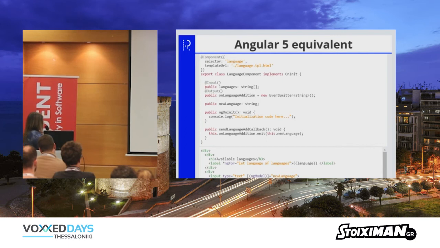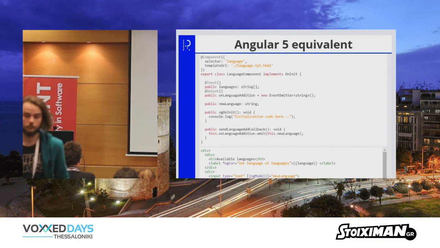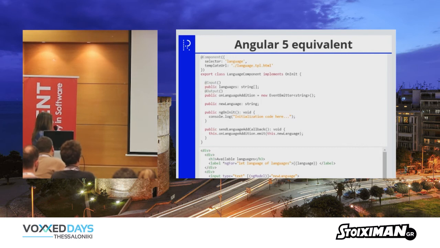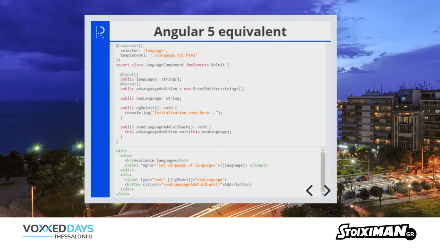Our languages property has remained the same. The onLanguageAddition property is not a function anymore, but it is an event emitter object, but nevertheless it's used for the same purpose. The $onInit function has been renamed to ngOnInit, and as you can see, the component now implements the OnInit interface. And our sendLanguageAddCallback function now uses the event emitter object to emit an event and notify the component's parent about the new language property.